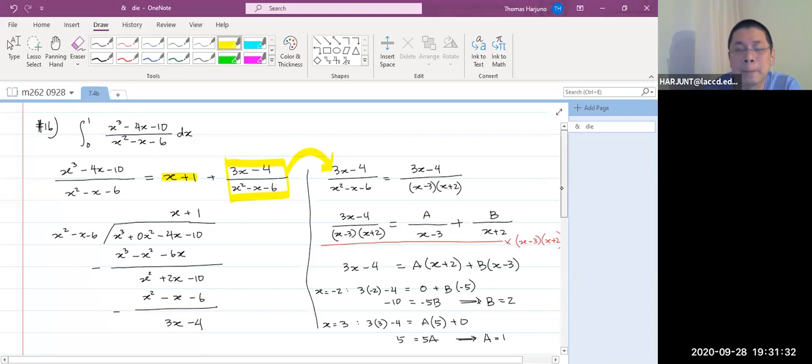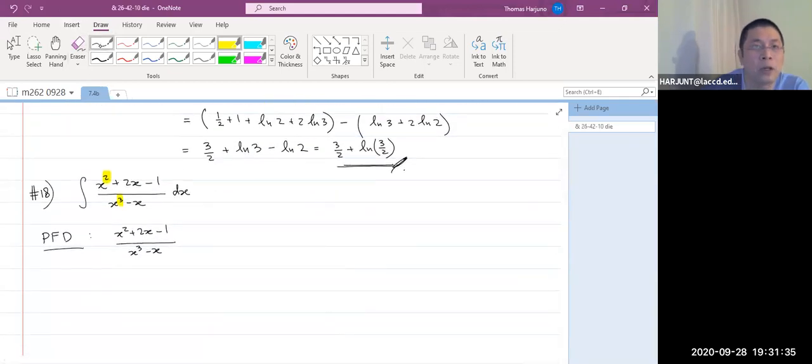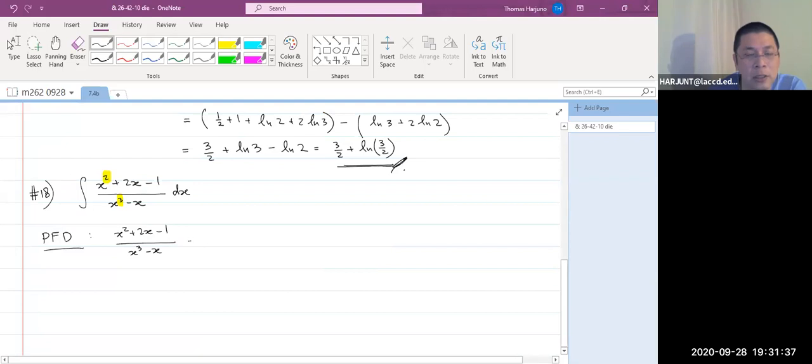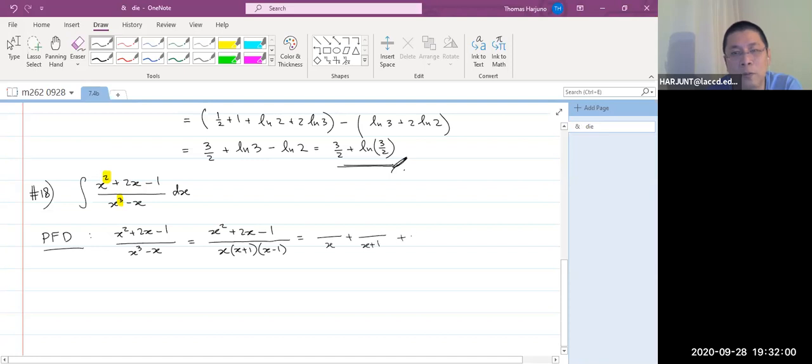Okay? Now let's go back. Here, let me factor this. This is equal to x squared plus 2x minus 1. At the bottom, I factor the x. I get x squared minus 1, which is x plus 1, x minus 1. So this will be x plus something over x plus 1 plus something over x minus 1. And the degree on the top should be 1 less than the degree at the bottom.